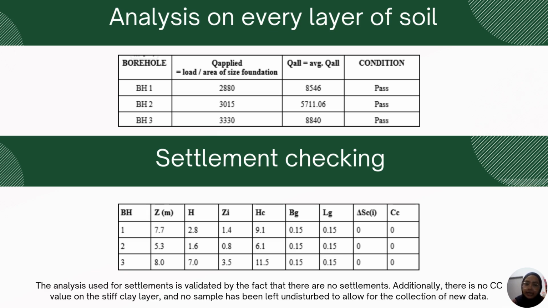Our H for borehole 1 is 2.8, borehole 2 is 1.6, borehole 3 is 7, and also for all of them, DCC is 0 because the ASCI is 0. So our BG is 0.5 and LG also 0.5.